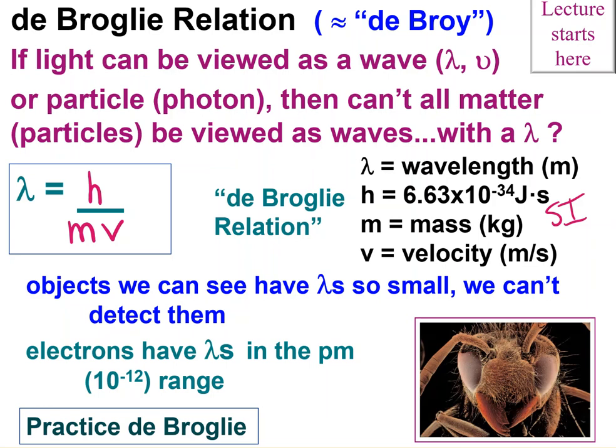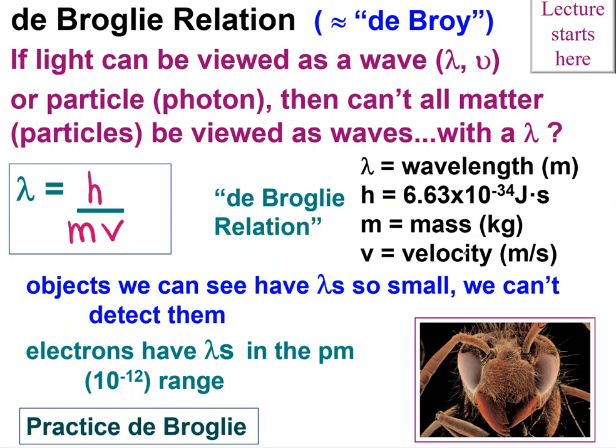And the thing to watch for is that the SI unit of mass is kilograms, not grams, and velocity is in meters per second. So we need to make sure we have those units to plug in there.